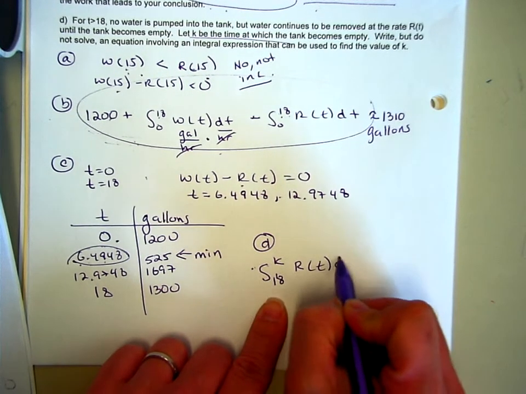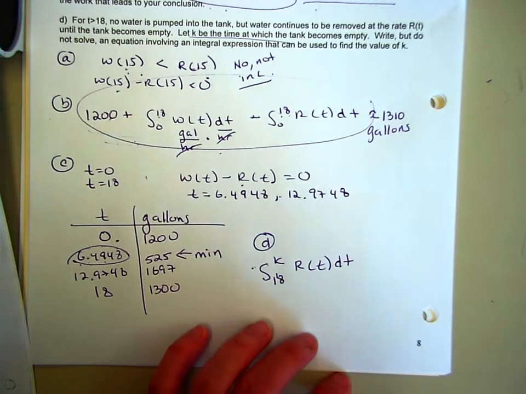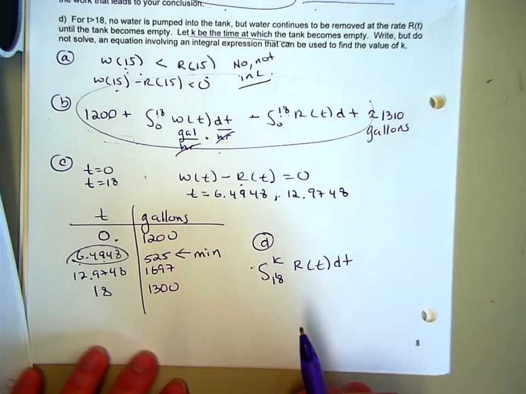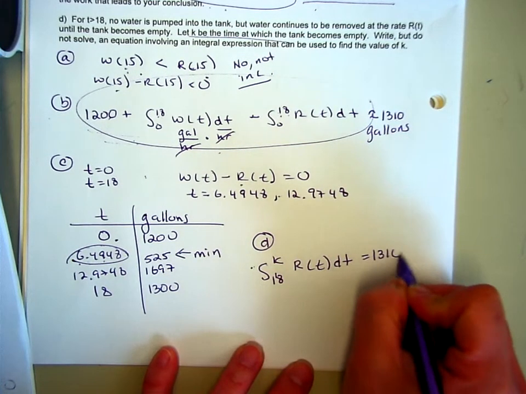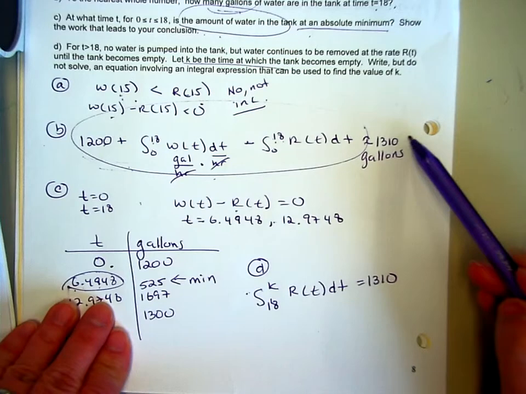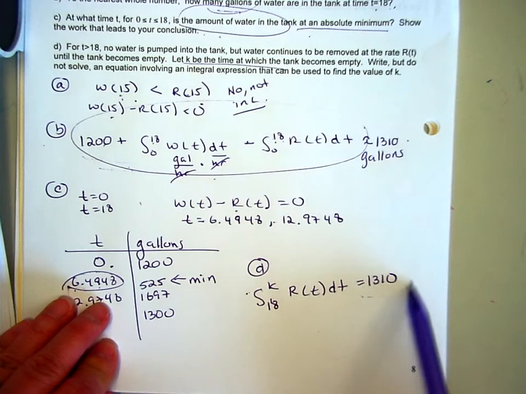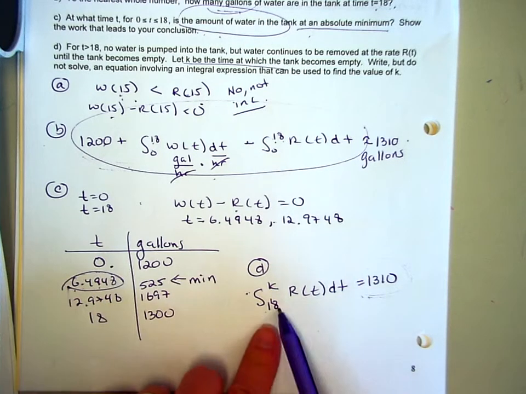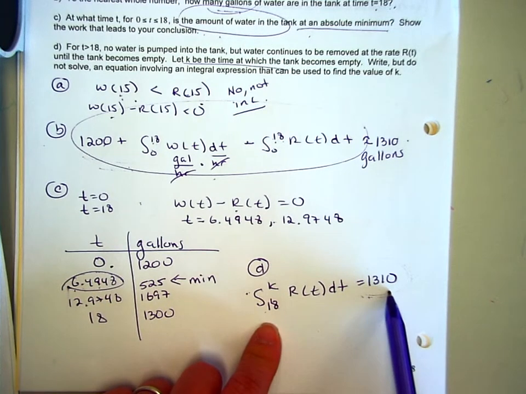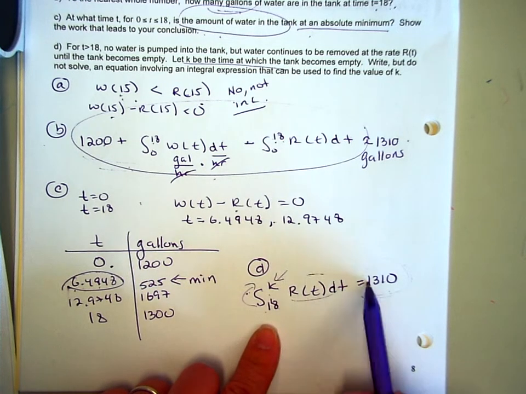The only thing that's happening is the water is being removed, okay? And I want to know when this is equal to 1310, because my answer from part B said there were 1,310 gallons. So I want to know at what point all of this is going to get removed. At time 18, I have 1,310 gallons. How much time does it take to remove all of this? So this is your setup.